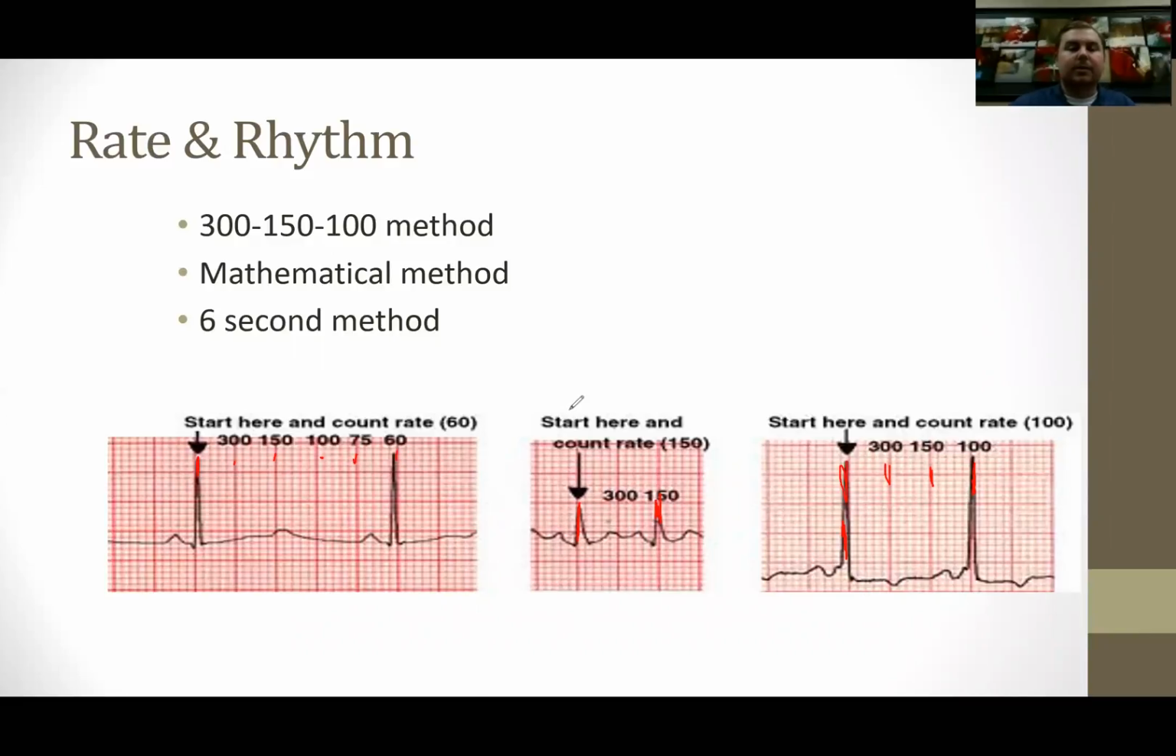Is it really fast? So is it over 150? Is it just sort of fast between 100 and 150? Is it normal, 60 and 100? Or is it less than 60 and is bradycardia?